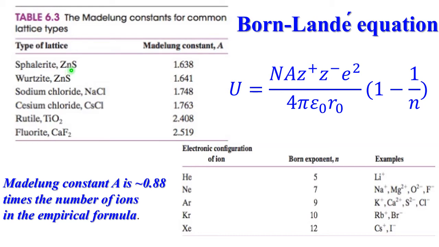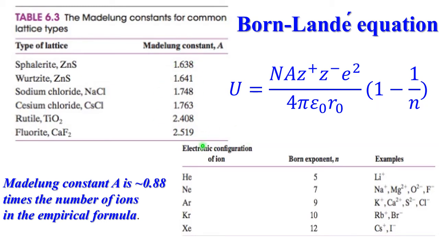For example, for sphalerite and wurtzite, we have almost the same Madelung constant. It's visible that wurtzite is slightly more energetically favorable. Sodium chloride and cesium chloride have slightly larger Madelung constants, and there are other structures too, and so on and so on.